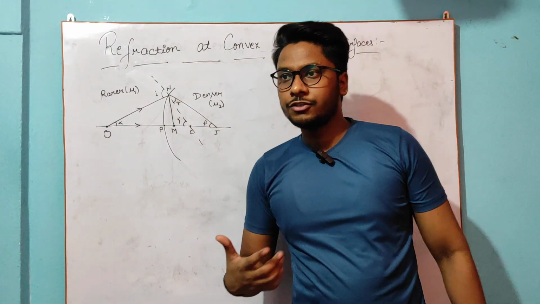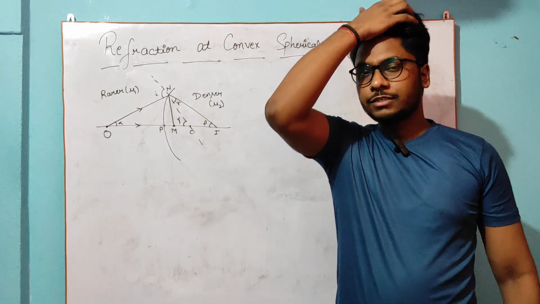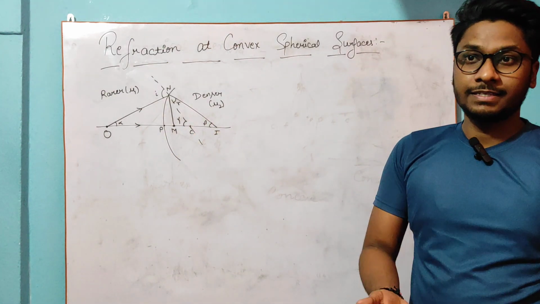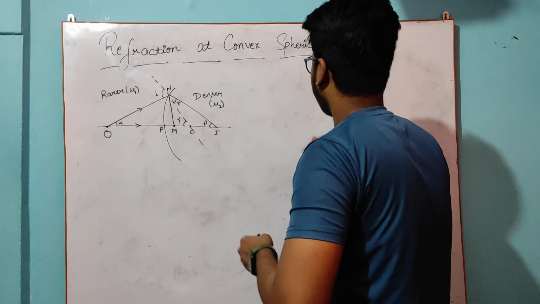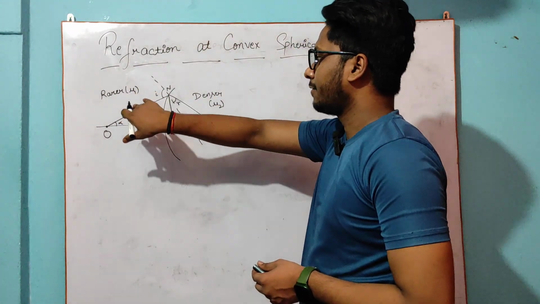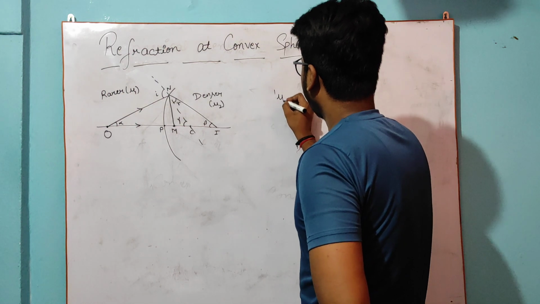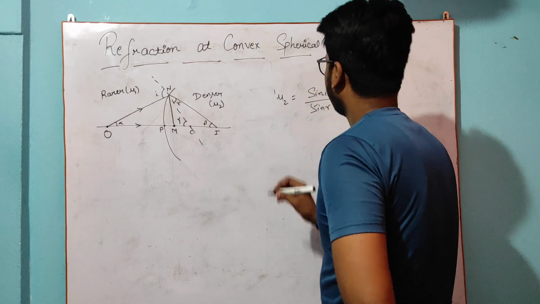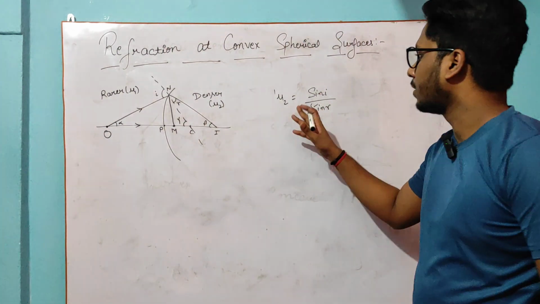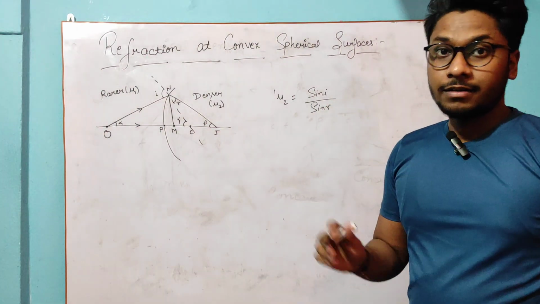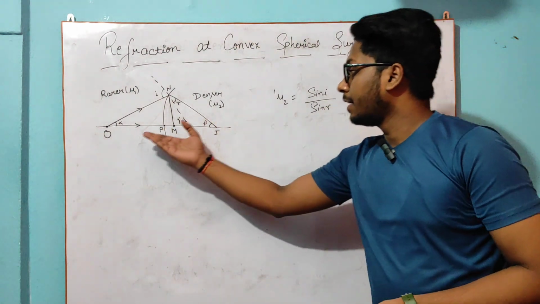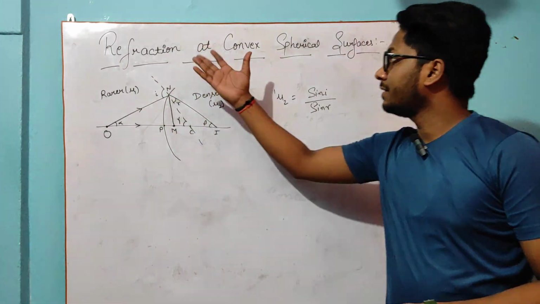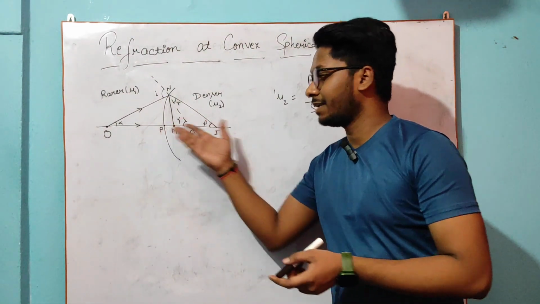Now we are going to find the relation between these two refractive indices and also the radius of curvature, object distance and image distance. From Snell's law we only have knowledge about this: if light travels from a rarer medium to a denser medium, then 1mu2 is sine i upon sine r. But it does not give any information about the image distance and object distance. That's why we have to study this topic, in order to find the relation between these various parameters.